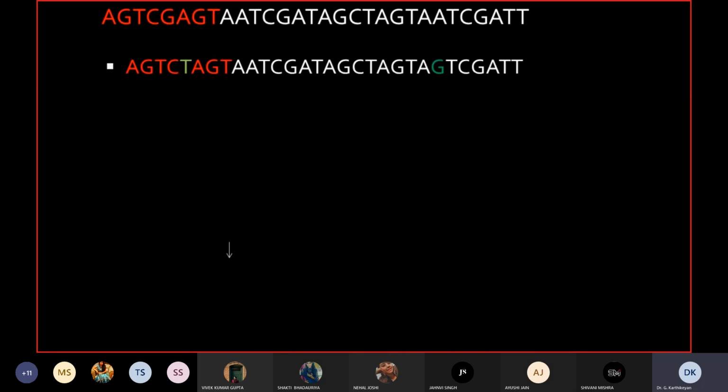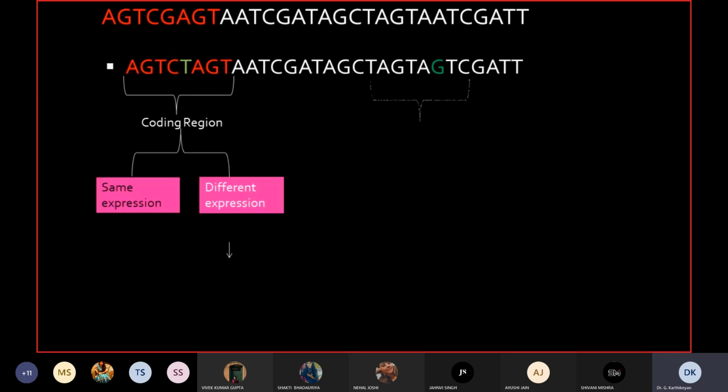SNPs are found throughout the entire chromosome, including promoter, exons, and introns. However, only 5% of DNA codes for proteins, and most SNPs are found in the non-coding regions. They occur in every 300 nucleotides on average, which means that there are roughly 10 million SNPs in the human genome. If they occur in a coding region, then they could cause different expression if they code for a different amino acid.